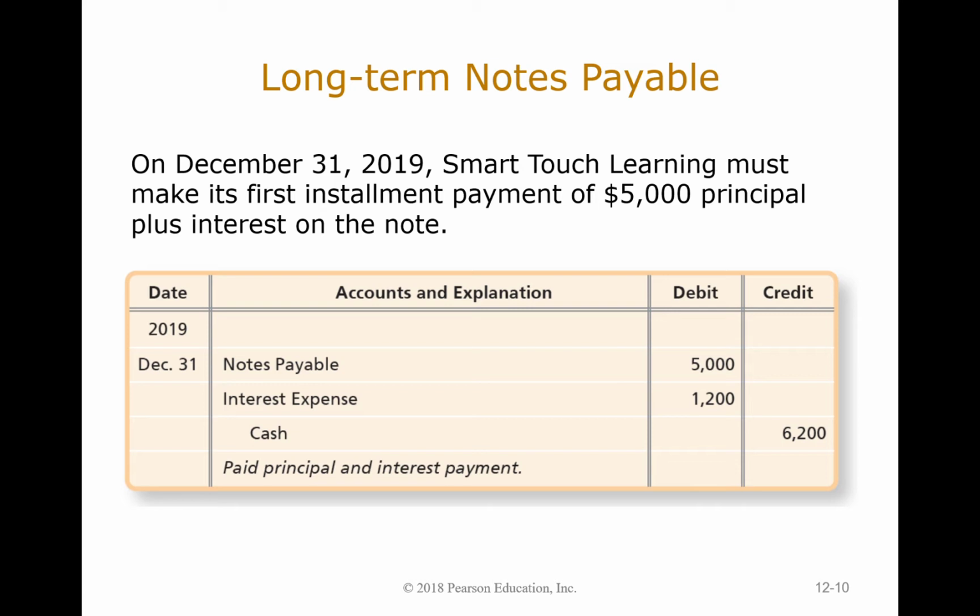So when they make their first payment, we debit notes payable because we're reducing the amount of that note payable by the amount we're paying to the principal. We have an interest expense, that's our cost of borrowing the money. And then of course we would have the credit to cash because we have to pay the amount that is due.